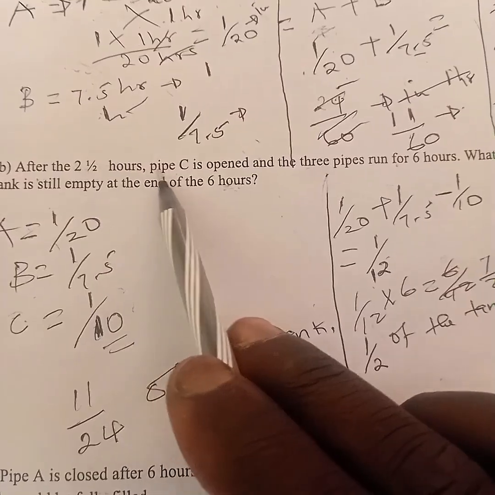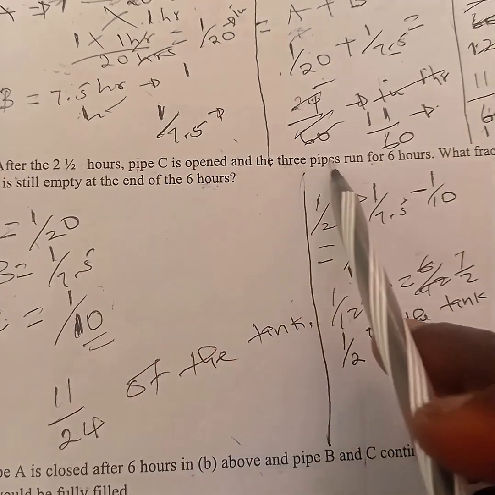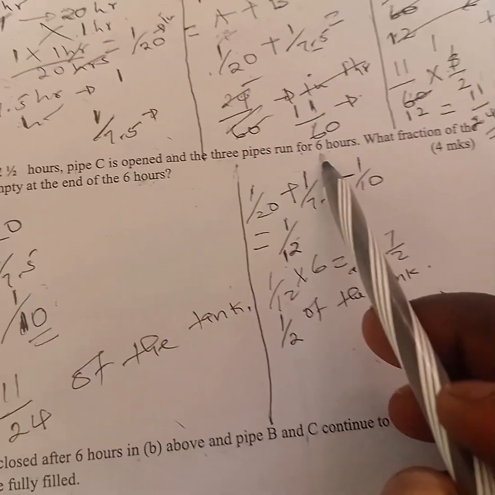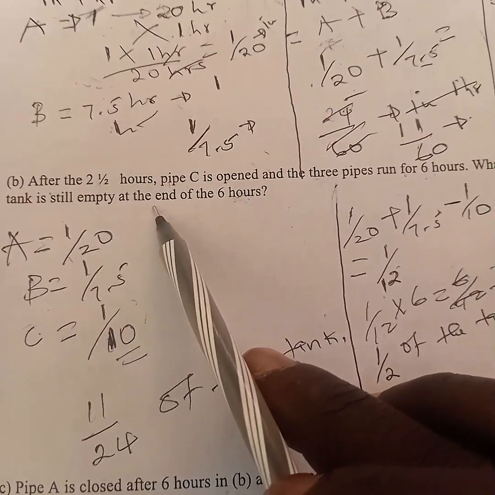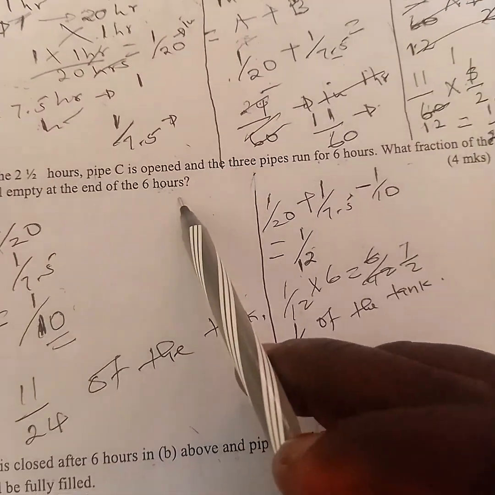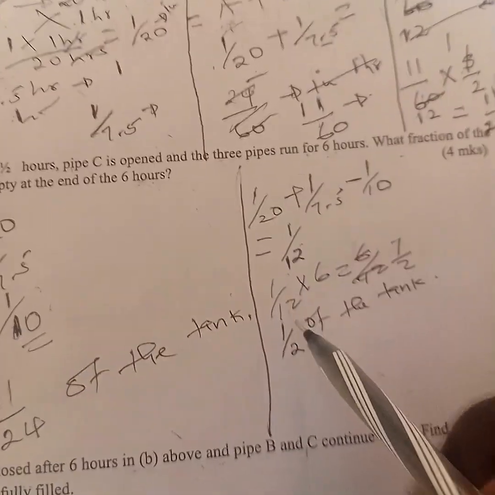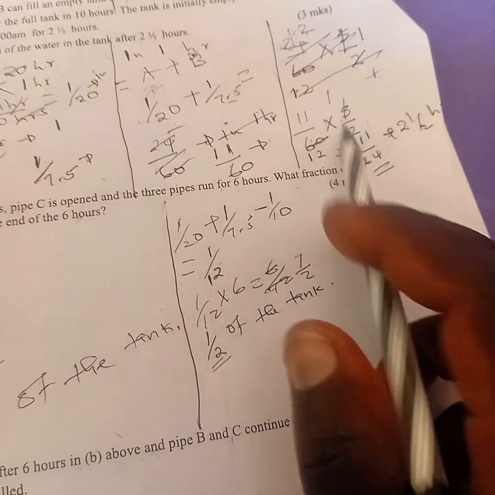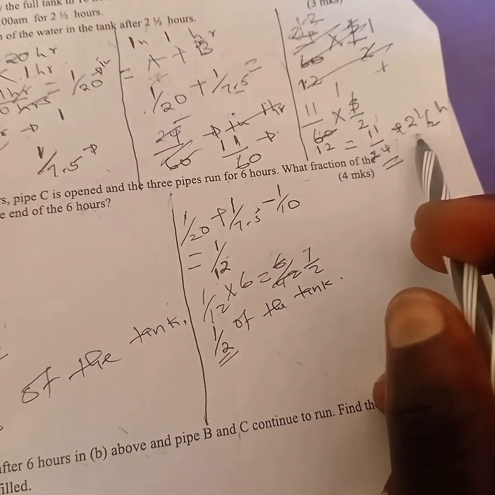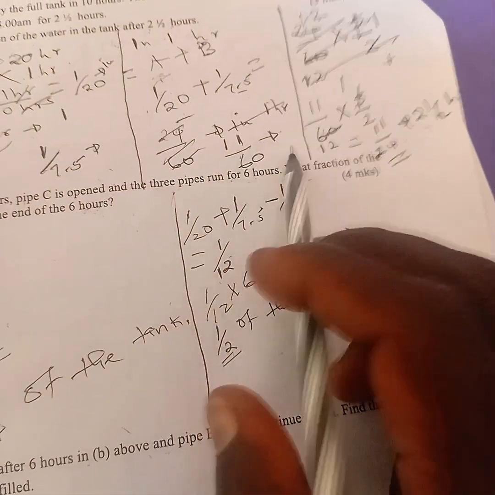After the 2.5 hours, pipe C is opened and the 3 pipes run for 6 hours. What fraction of the tank is still empty at the end of the 6 hours? So at the end of 6 hours, it will be 12. Then we had this one because the tank was filled 2.5 hours by pipe A and pipe B.